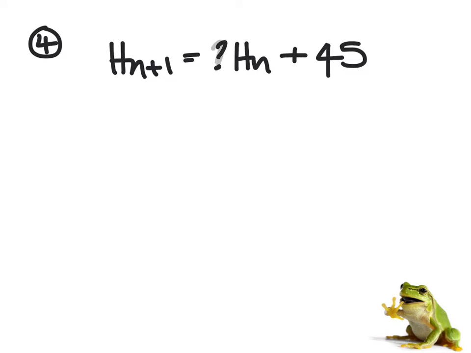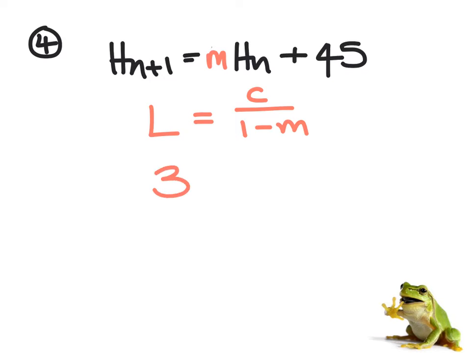Now instead of this don't know, I'm going to put in our usual letter, which is m. That's the amount that's going to be left after he's cut some off. We know there's a formula for the limit. The limit formula is c over 1 minus m. Why are we using that formula? Because we know that the trees can be no more than 3 metres tall, so we know the limit is 3. C we know is 45 over 1 minus m.